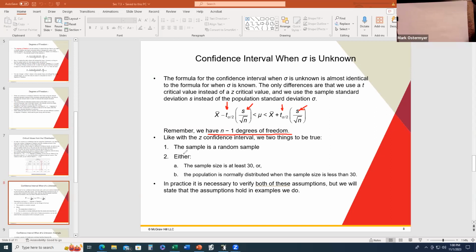And again, ladies and gentlemen, the requirements for this interval to be a valid confidence interval are that our sample needs to be random, and the sample size is at least 30, or the population from whence the sample is chosen is normally distributed, in which case your sample means, which are distributed according to the t distribution, not the z distribution anymore, will still be normally distributed.